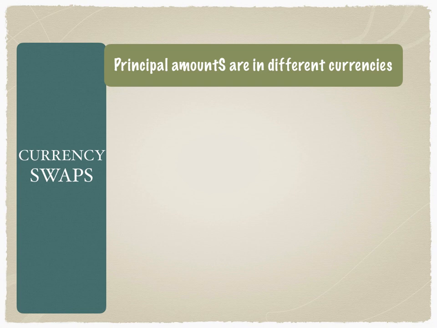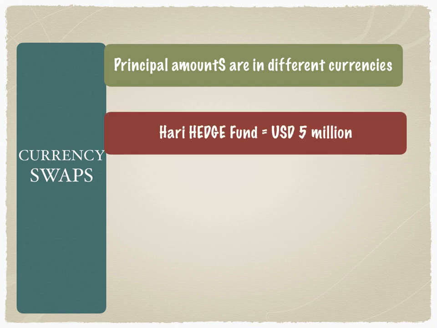A currency swap has a principal amount which is in different currencies. This is the main ingredient of a currency swap. There are two currencies involved, and because there are two currencies involved, each currency has its own interest rate, and therefore there is also an interest rate exposure. So, for a party to a currency swap, there are two exposures: interest rate exposure as well as currency exposure.